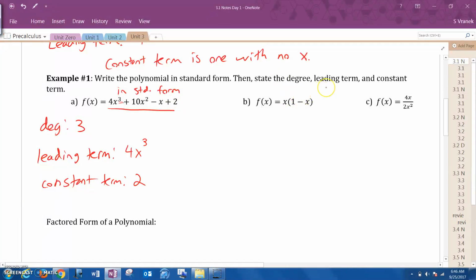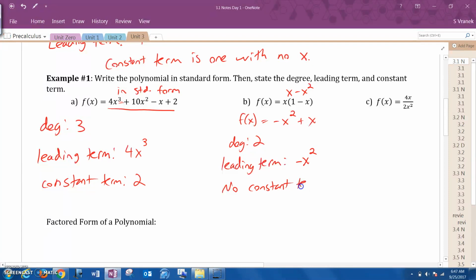Alright, this one here is not in standard form, so we have to FOIL, or actually this would just be distributing. So we get x minus x squared. So I'm going to rewrite it in standard form where the negative x squared goes first, because it has to be in descending order. It is a polynomial because it meets the criteria. The degree for this one is 2. The leading term is the first term here, which is negative x squared, and there is no constant term. Or you could say it's 0, either way.